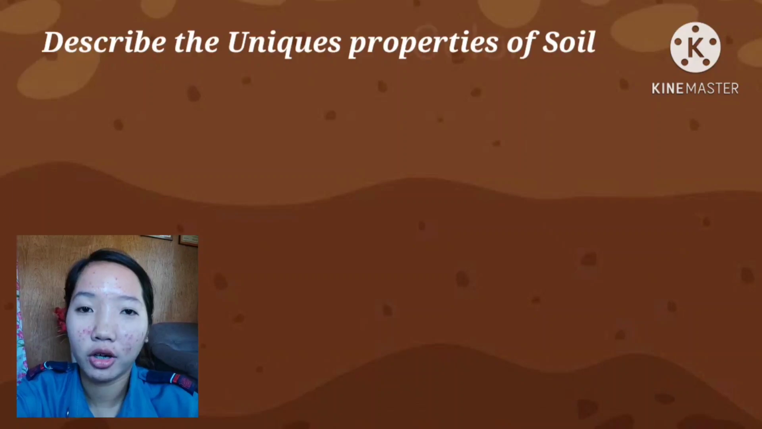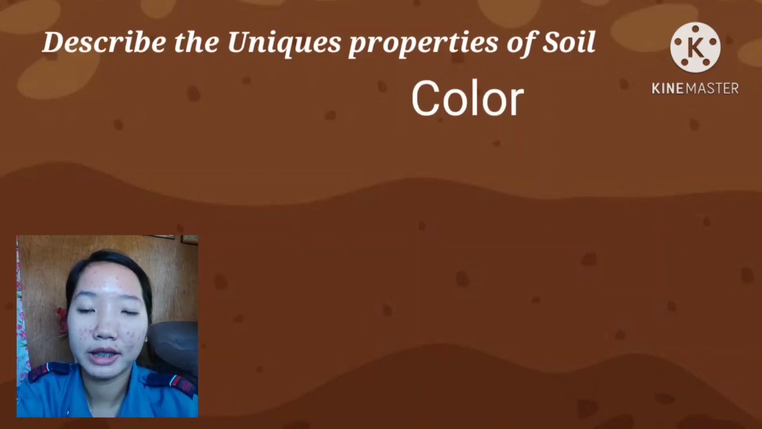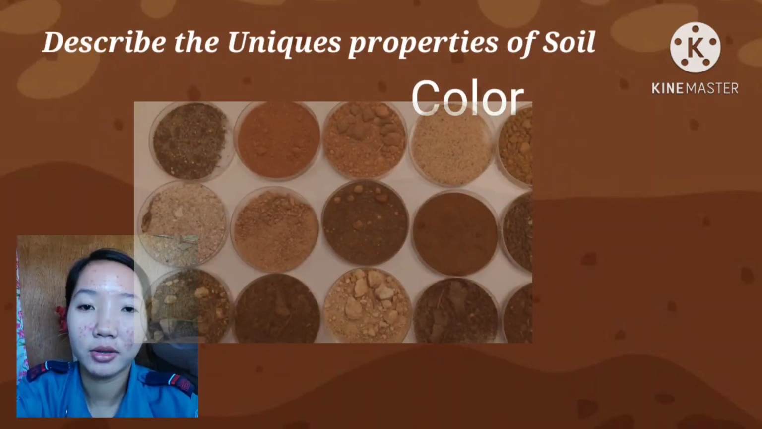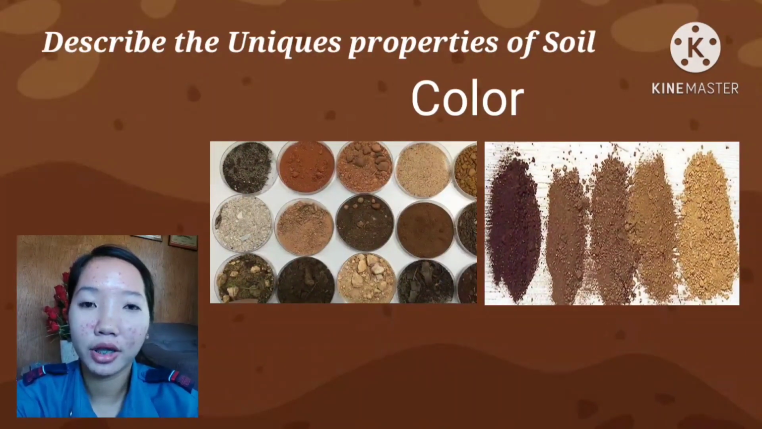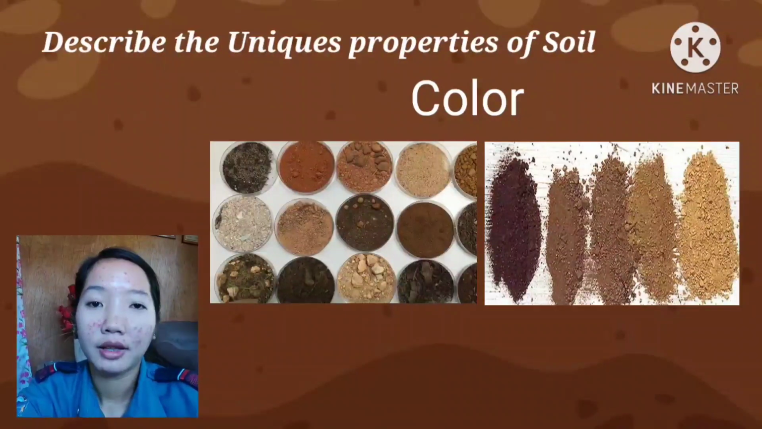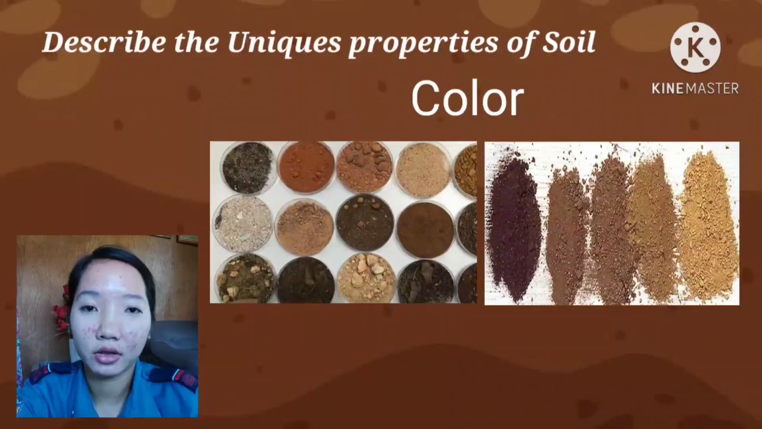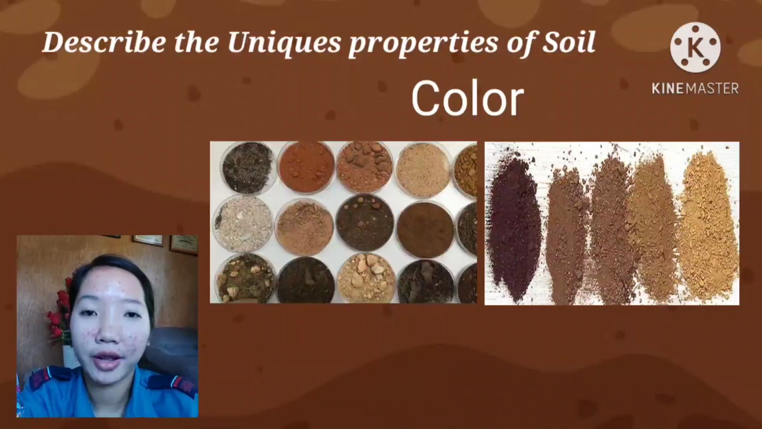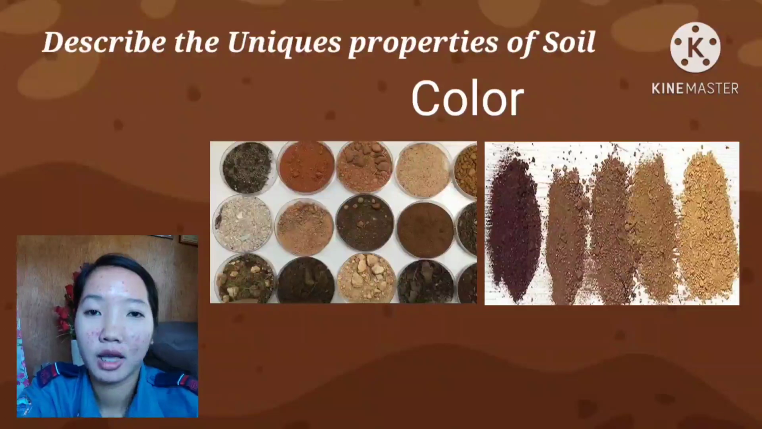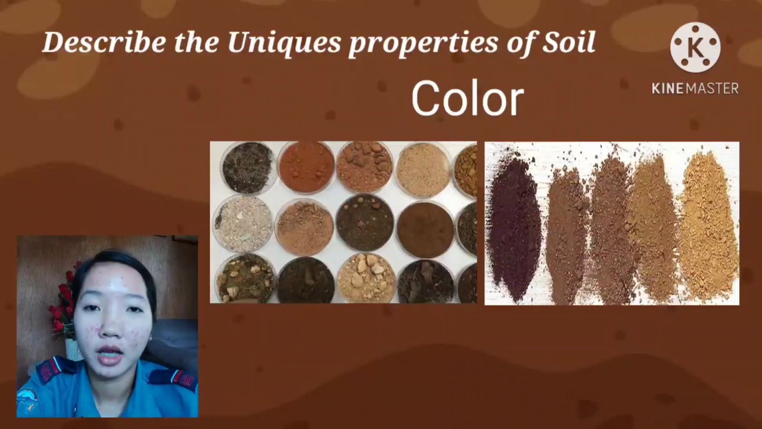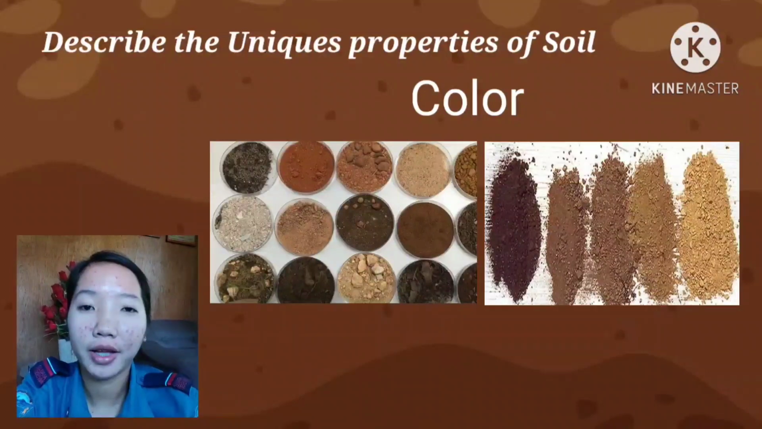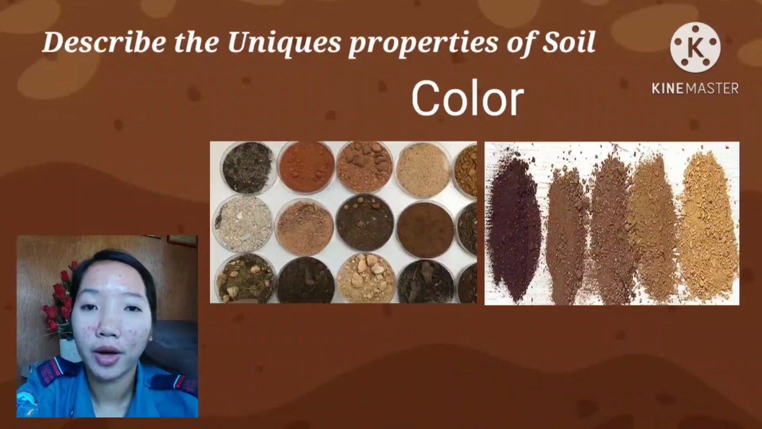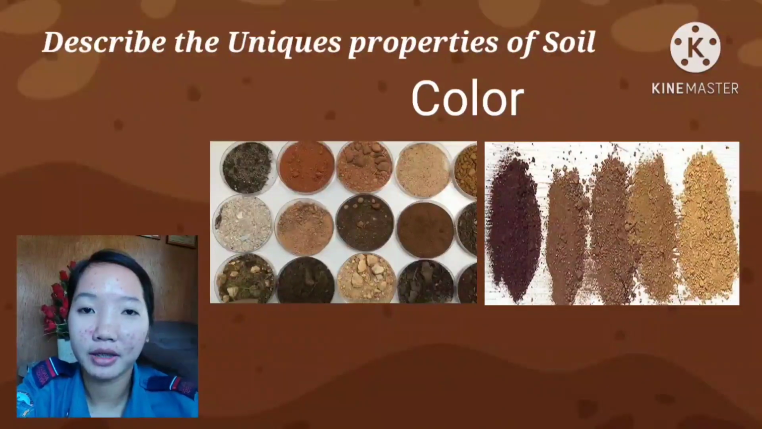Second is the color. For example, the white and gray soil indicates the history of compounds that is present sa isang soil. And for gray, it is organic material or moisture is present. For black soil is same as the gray. And for red, brown, and yellow, where the iron is present.